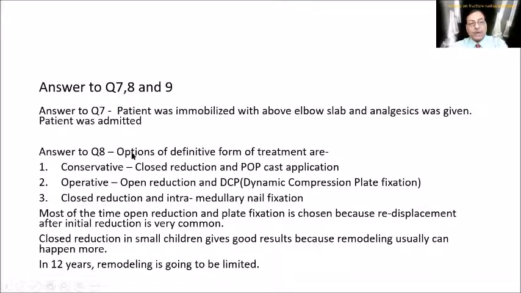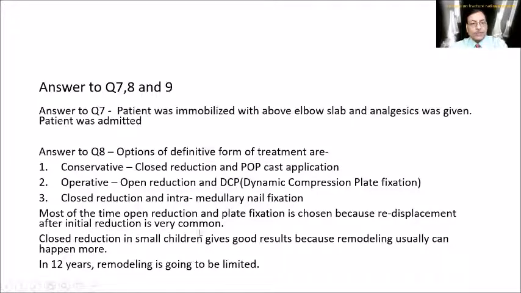Now, what are the options for the definitive form of the treatment? There are two options, mainly conservative and operative. So in the operative, there will be many, but conservative treatment is closed reduction and POP cast application. For the younger people, especially the children, it is the procedure of choice. Operative treatment can be open reduction and dynamic compression plate fixation, or closed reduction and intramedullary nail fixation.